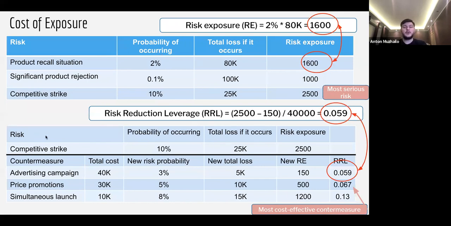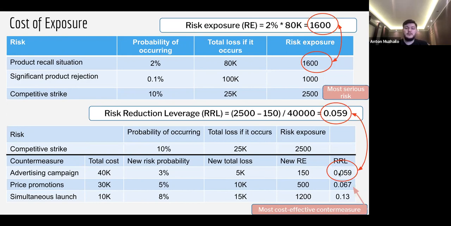Here below the table, what is done here? We are trying to calculate the risk reduction leverage. This parameter tells us what is the most effective countermeasure. We think, okay, there are 3 countermeasures that can be applied to the competitive strike. First is the advertising campaign. So we can do more advertising and reduce some probability here. We can spend 40K on an advertising campaign, and the new risk probability will be 3% from 10, so decreased by about 3 times. And the new total loss will be only 5K. So we can calculate the new risk exposure: just 3% multiplied by 5K, and we have 150.